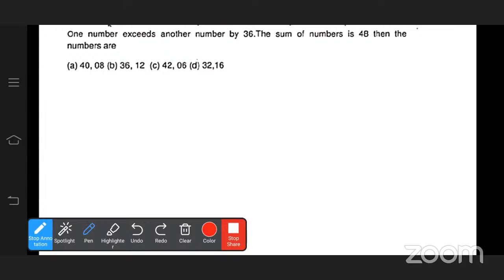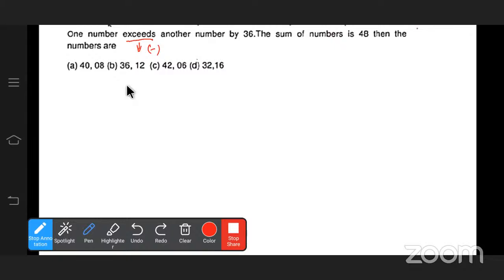Okay, listen. One number exceeds another number by 36. One number exceeds another number means one number gets subtracted from another number and I get 36. Exceed means minus. Ma'am, I know the answer. Okay, good. Just listen. The sum of the numbers is 48. So when you add the two numbers, you get 48. So what are the numbers?